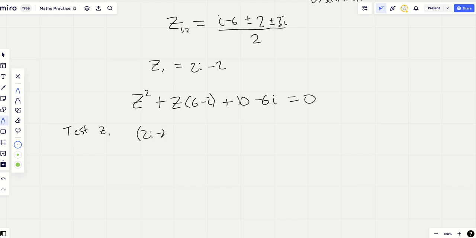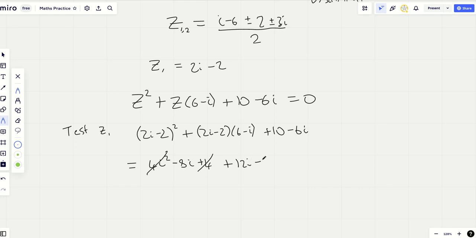We've got 2i minus 2 all squared plus 2i minus 2 times 6 minus i. I'm testing it really for my own benefit as much as yours. If you've already got the general gist of the video, good, you can obviously do something else. Minus 4i is minus 8i, and then you're going to get a plus 4. Oh, they're going to cancel because that's minus 4 plus 4. And then we're going to get 12i minus 12 minus 2i squared, well, that's plus 2, and then minus 2i plus 10 minus 6i. And then hopefully minus 8i plus 12i is 4i.